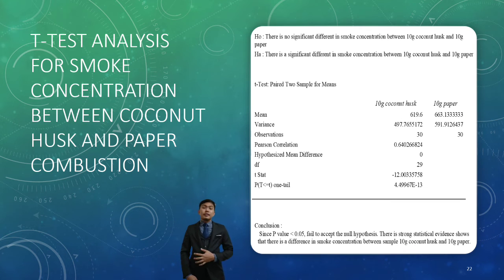Then the t-test analysis for smoke concentration between coconut husk and paper combustion. The t-test analysis results prove that the various smoke concentrations from different types of sample can be detected by the smoke concentration sensor.